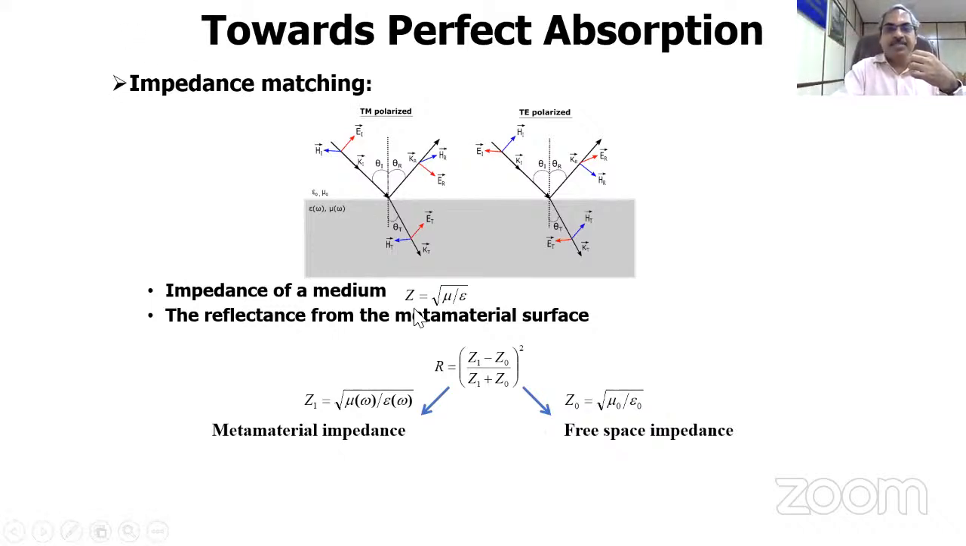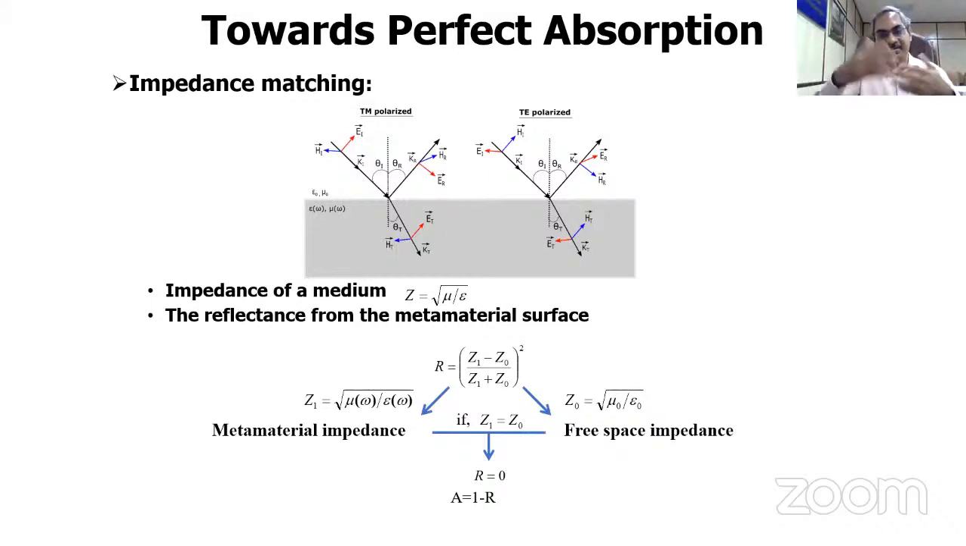The impedance of a medium is generally given by the square root of mu by epsilon, where mu is magnetic permeability and epsilon is the dielectric constant. The reflectance from an interface is given by (Z1 minus Z0) by (Z1 plus Z0). Z1 is for the material from which the reflection is happening, and the medium from which the light is falling, for example air, we consider to be Z0. When Z1 equals Z0, the impedance is matched at the interface, so you have zero reflection. And absorption is 1 minus R.